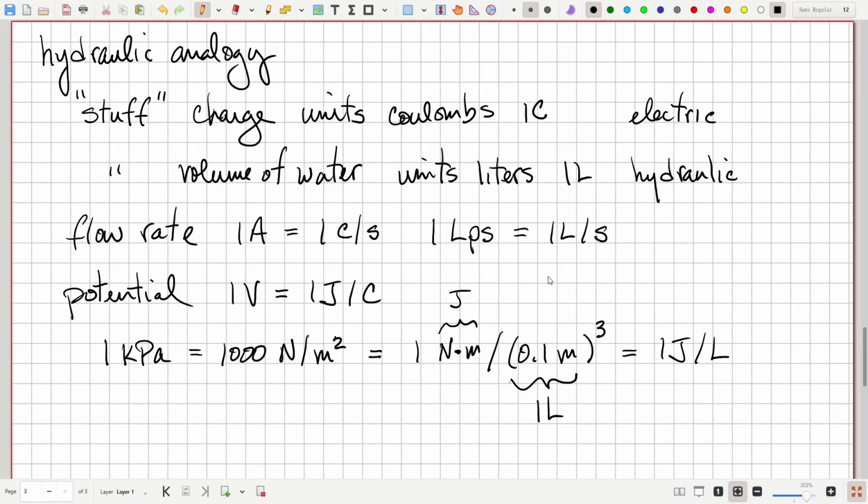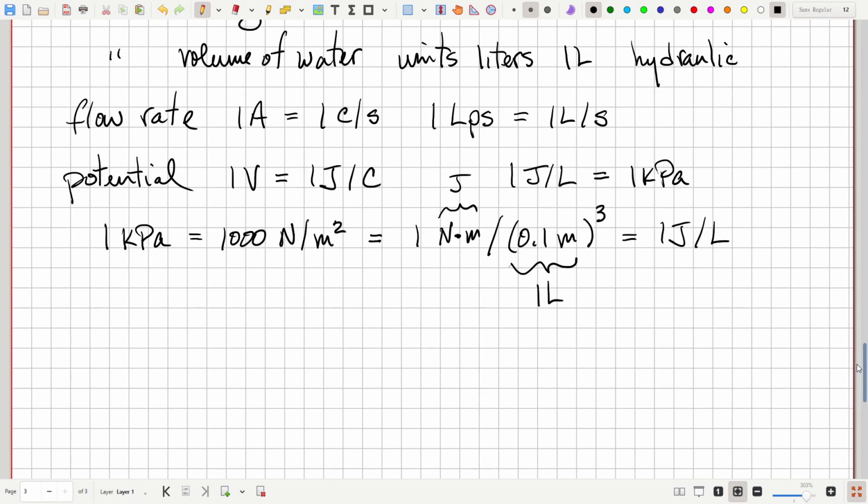Okay, so this is going to be 1 joule per liter, which is going to be basically the 1 kilopascal. So the kilopascals will be like our volts, and liters per second will be like our amps. Now, we've just seen that resistance is the ratio of voltage to current.